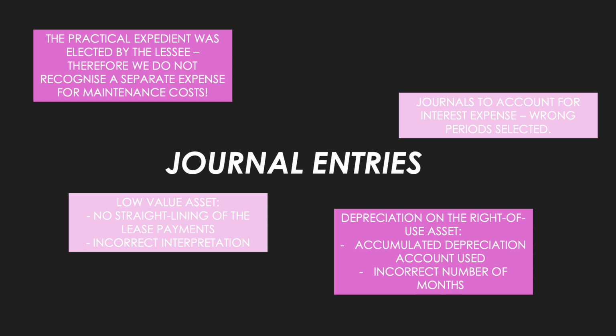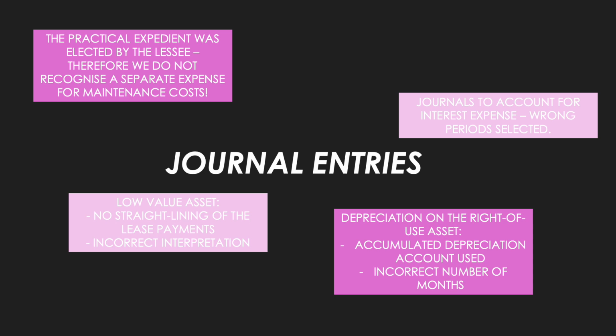Then there were just a few issues that we picked up on with the actual journal entries. So first things first is the practical expedient was elected by the lessee. You were told in information point 3, I think it was, that the lessee will choose to use the practical expedient wherever possible. Therefore, the practical expedient was elected, and therefore we do not recognize a separate expense for maintenance cost. So if you had debit lease liability, debit maintenance cost, credit bank, that is incorrect because the lessee elected the practical expedient.